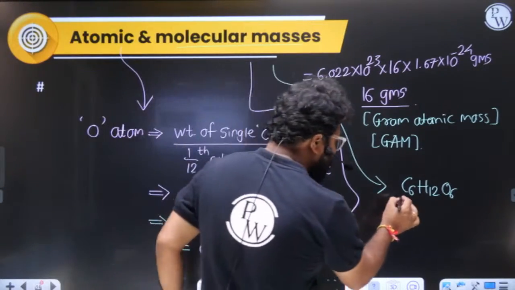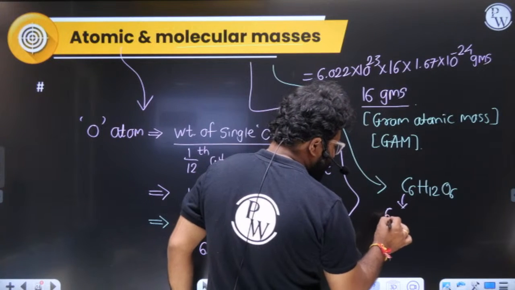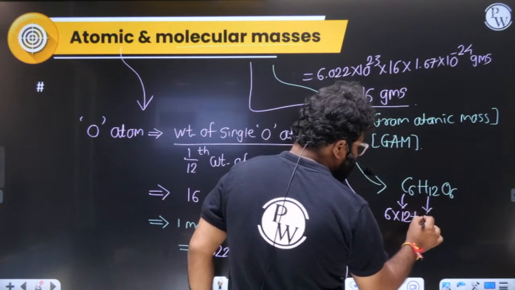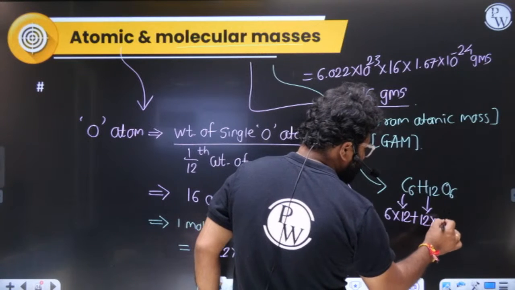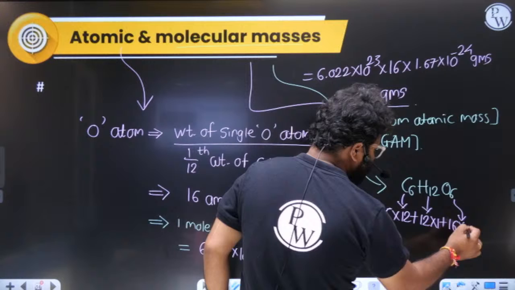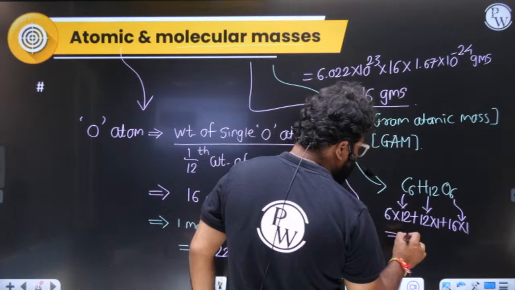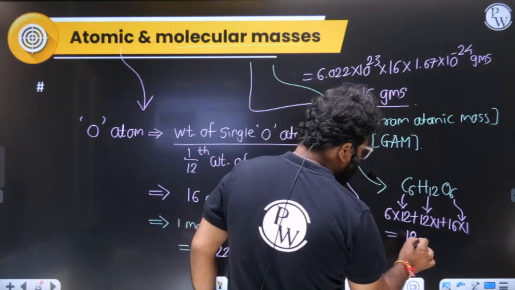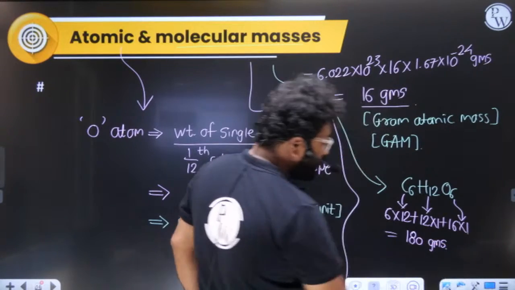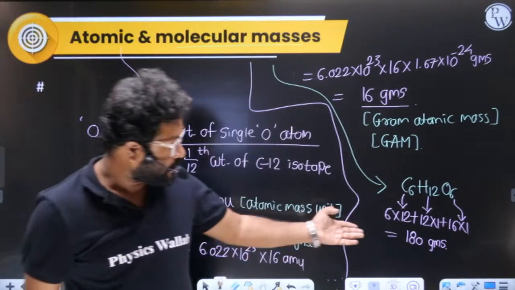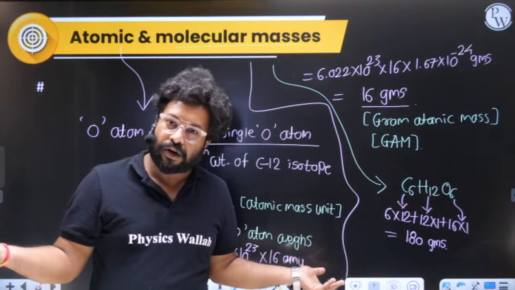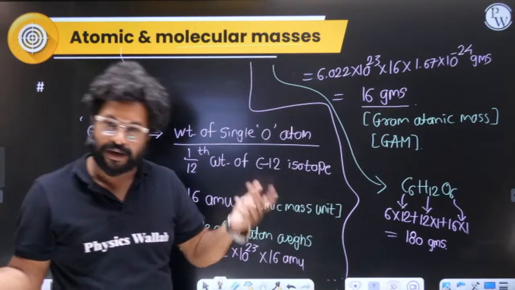So you've got 6 carbons here. Each carbon weighs 12. 12 hydrogen atoms, each hydrogen weighs 1. 6 oxygen atoms, each oxygen atom weighs 16. And this comes out to be how much? This comes out to be 180 AMU, and if it's in grams, gram molecular mass, it comes out to be 180 grams. So that's how the atomic and molecular mass are being measured.